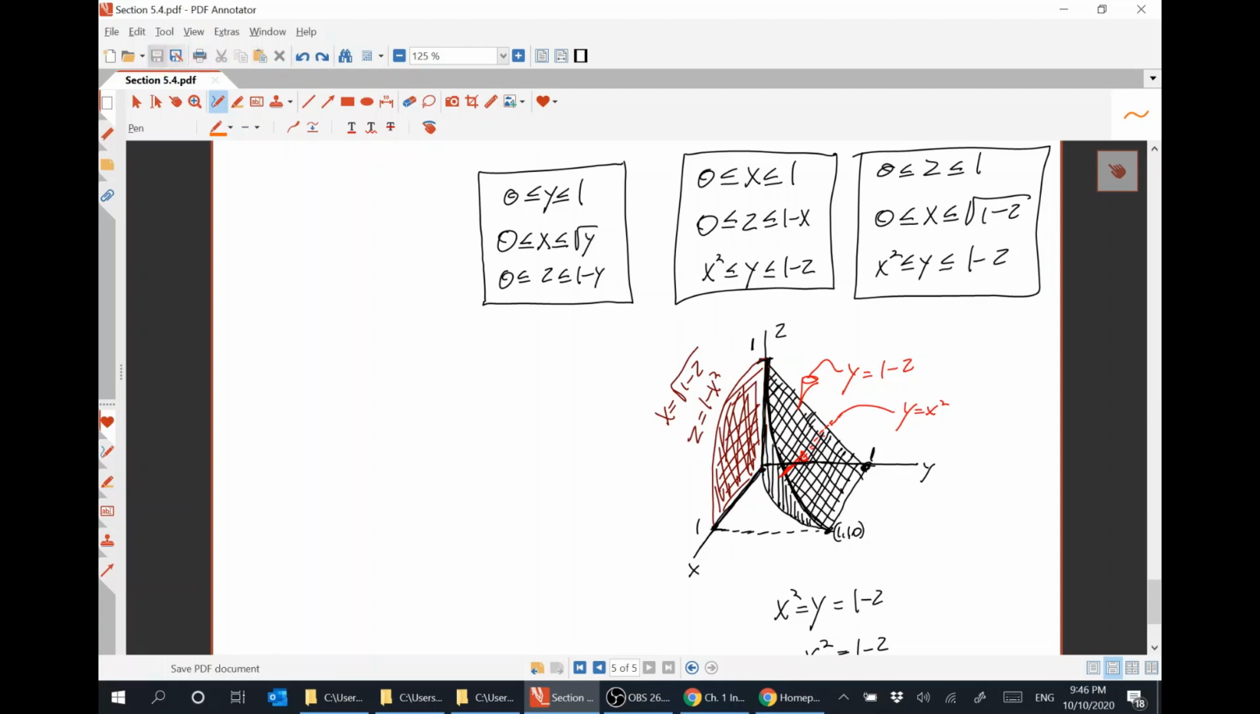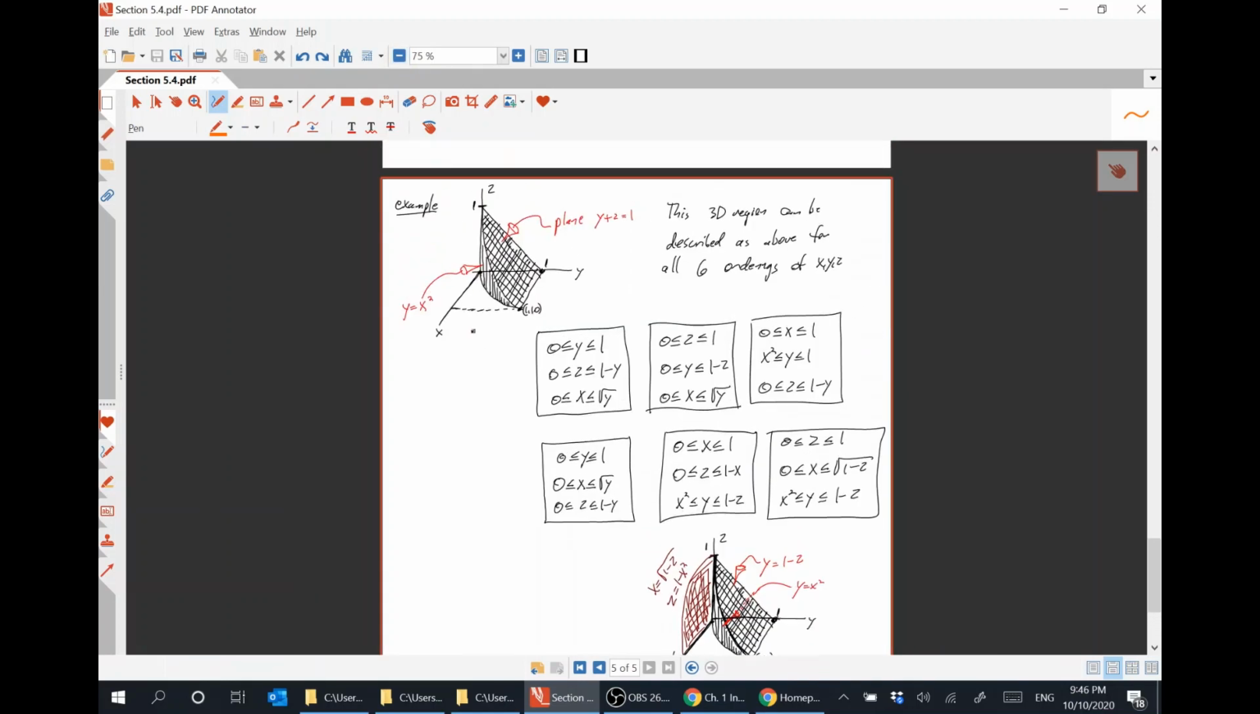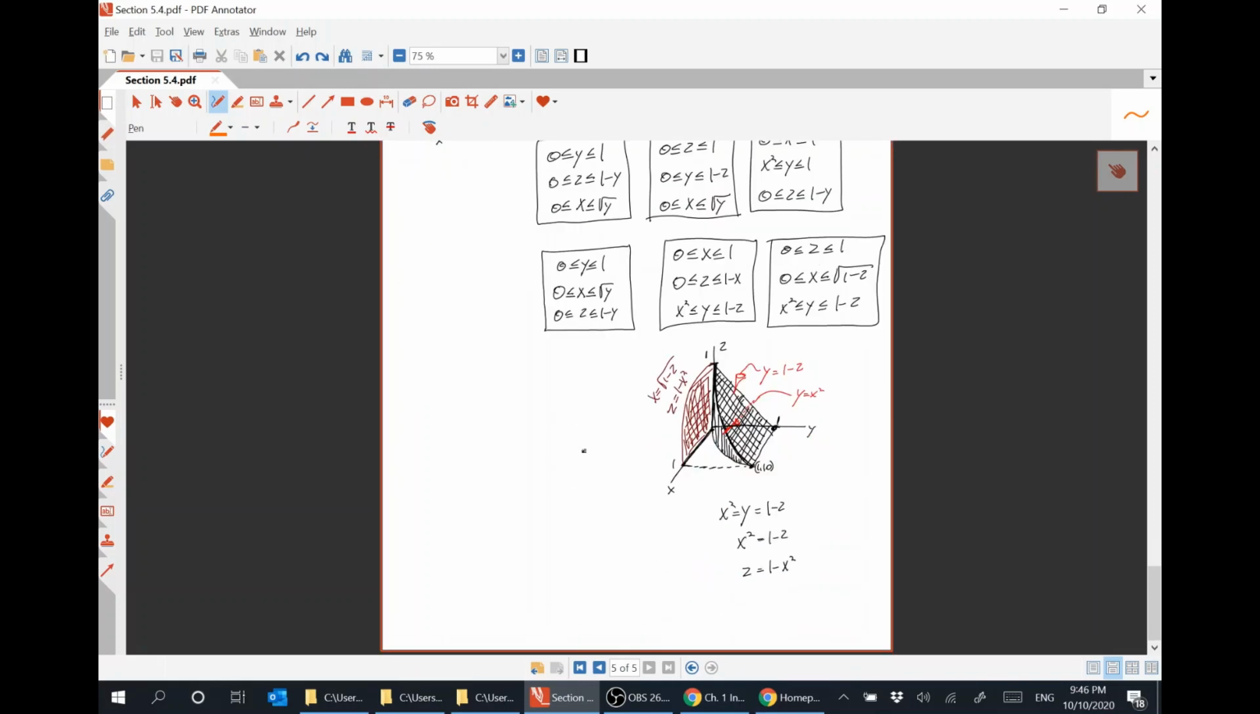Okay, so that region has all 6 possible descriptions. Of course, not every region is going to be as nice as this one, but there it is. Try this one for yourself. Very similar.